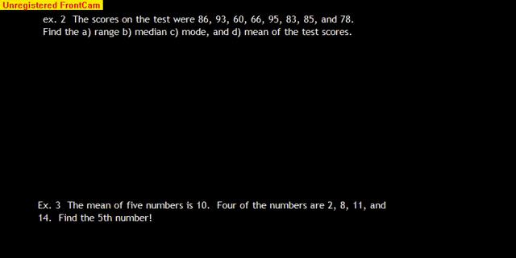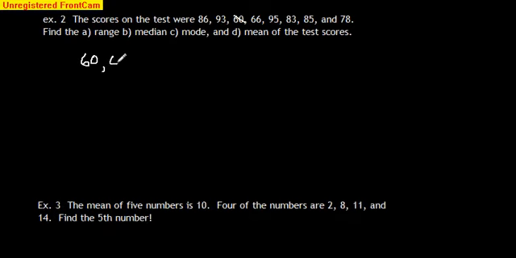This is test scores, a practical thing to know how to do. So here's somebody's class of test scores. First thing we want to do is put them in order from least to greatest. So it looks like 60 is the smallest. So I'm just going to cross these off as I go.